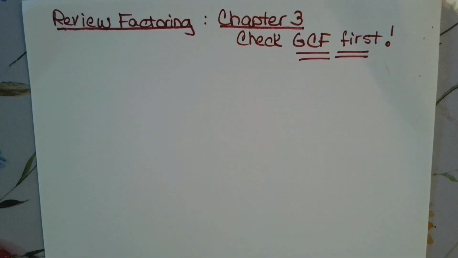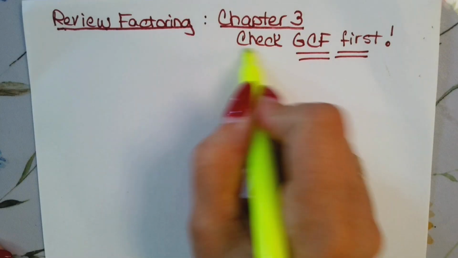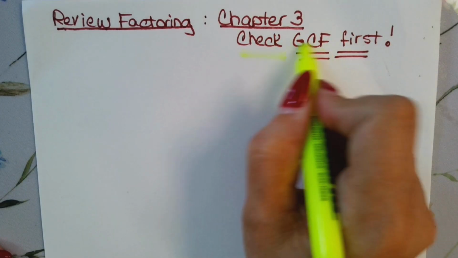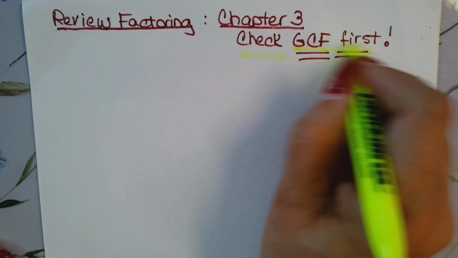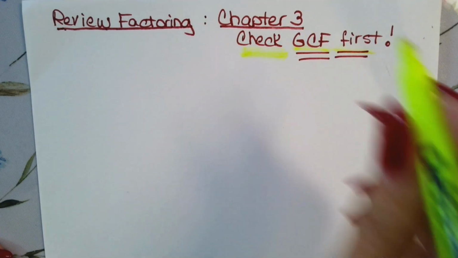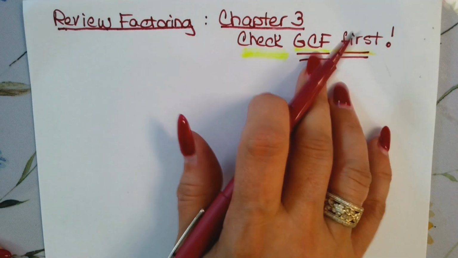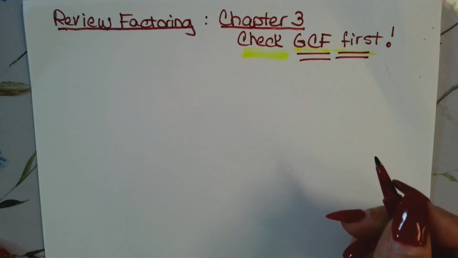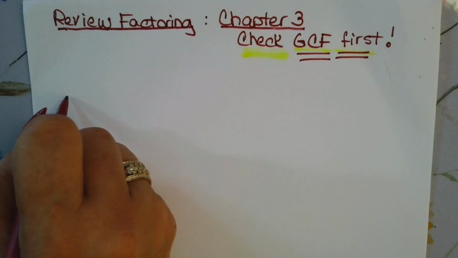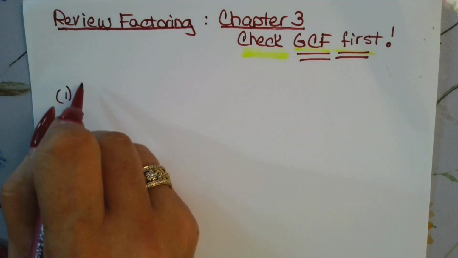The first thing that I want you to remember is that you always need to check to see if there's a greatest common factor. A lot of these can't be done, or can't be done correctly, obviously, if you don't pull that greatest common factor out first. Okay, so with that being said, let's go ahead and start with number 1.